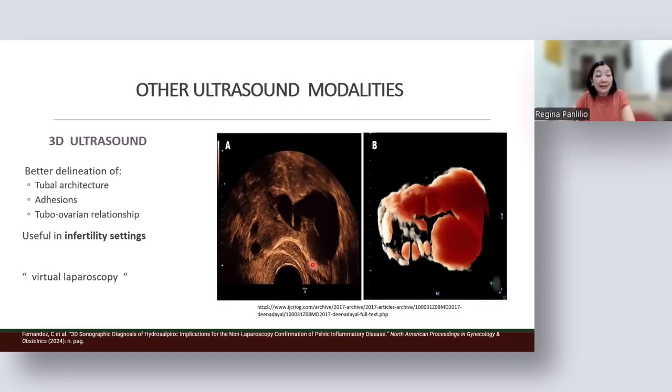For salpingitis, it can also show a better delineation of the tubal architecture, and is very useful in infertility settings. It serves as a virtual laparoscopy, so we reduce the need for the minimally invasive diagnostic laparoscopy because we're able to see already the tubal architecture.